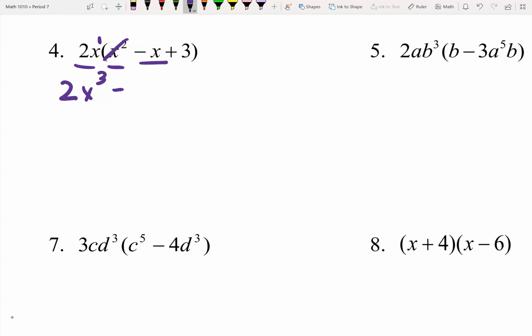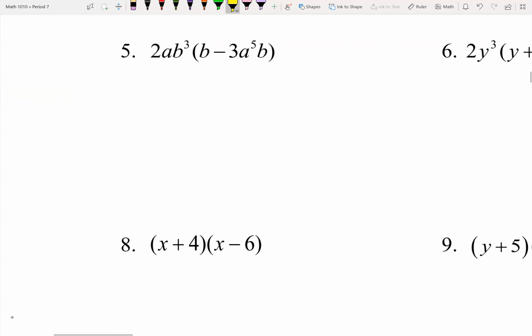Positive times a negative is a negative. 2 times 1 is 2. X times x is x to the, tell me, second. Yeah? And then positive times a positive is a positive. 3 times 2 is 6. You have an x. Highlight it. Done. That's it. Okay, question 5.